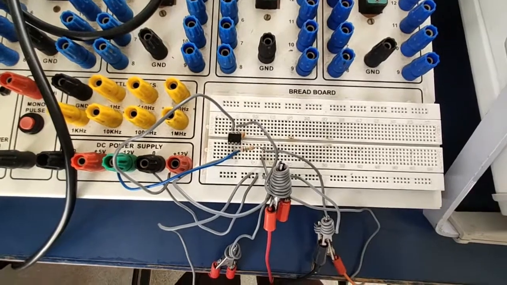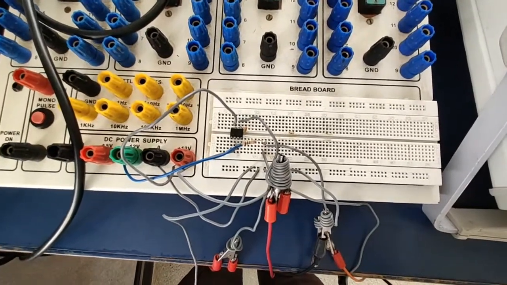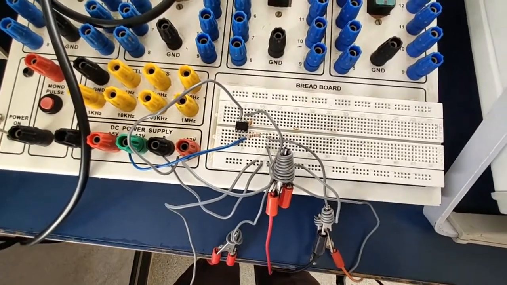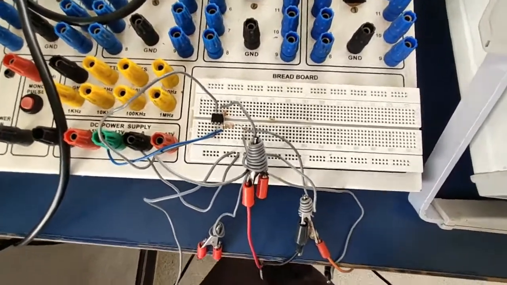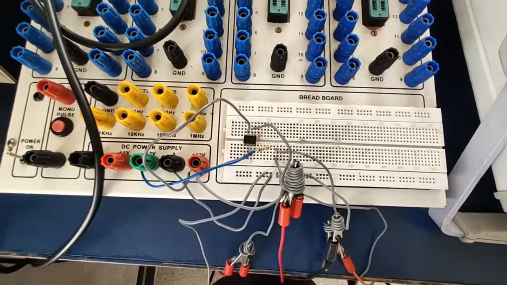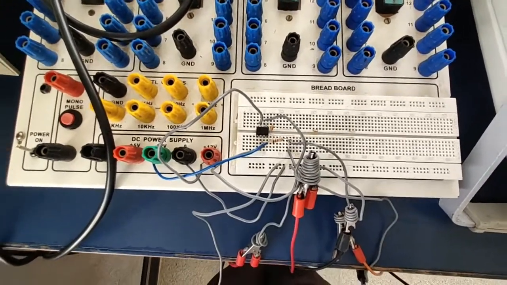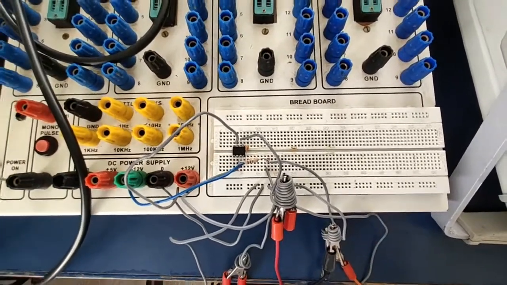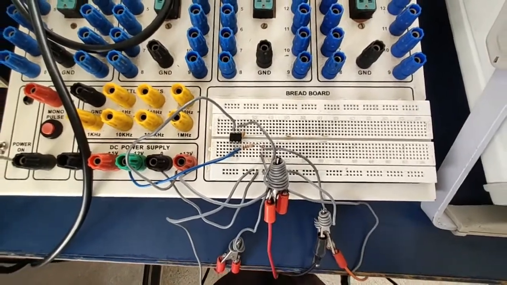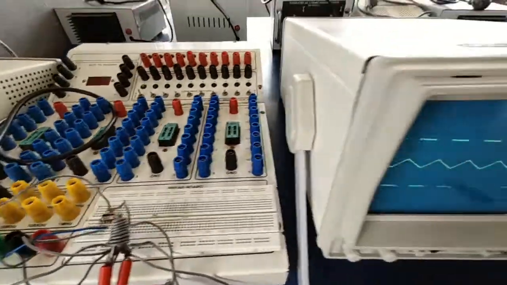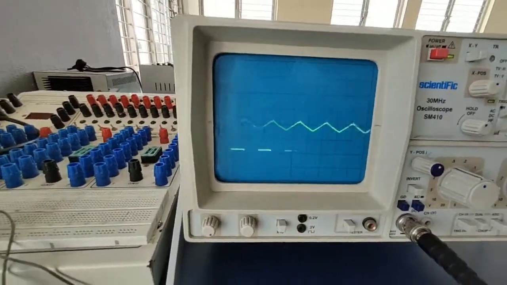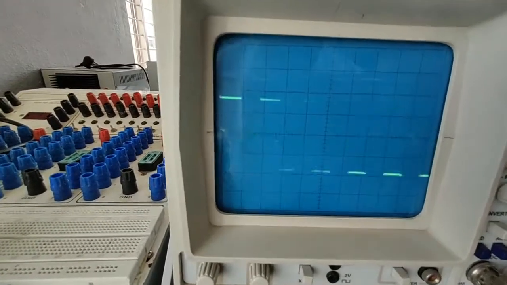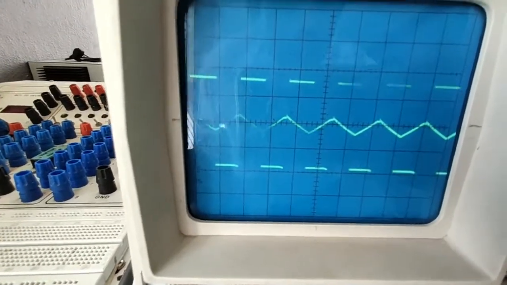through the function generator or signal generator with a frequency of 1 kilohertz and 2 volts peak to peak, and the output is seen from pin number 6, the output pin of the op-amp. Both the input waveform and the output waveform can be seen in the CRO display. We have given the square wave as the input waveform and the output of the integrator circuit is the triangular wave.